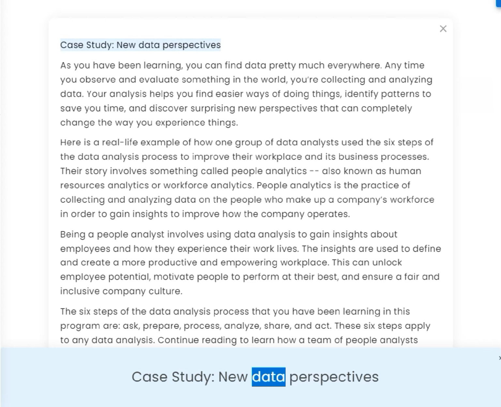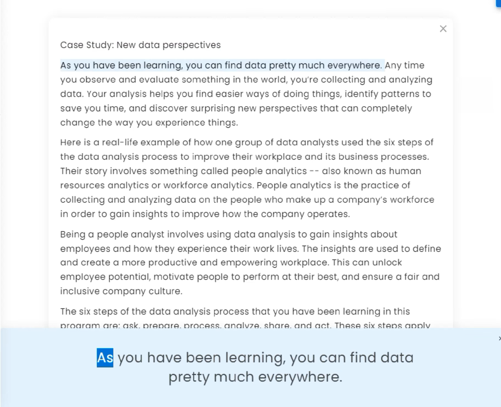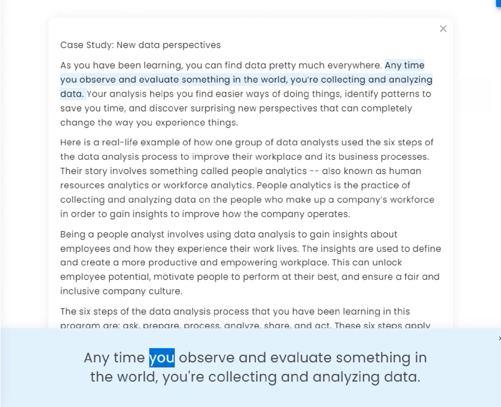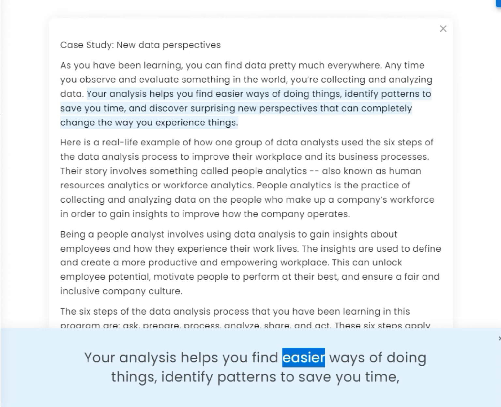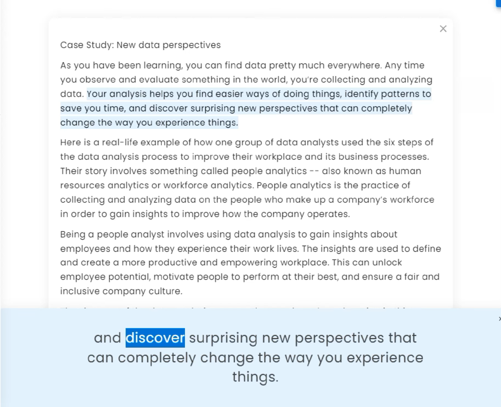Case study, new data perspectives. As you have been learning, you can find data pretty much everywhere. Anytime you observe and evaluate something in the world, you're collecting and analyzing data. Your analysis helps you find easier ways of doing things, identify patterns to save you time, and discover surprising new perspectives that can completely change the way you experience things.